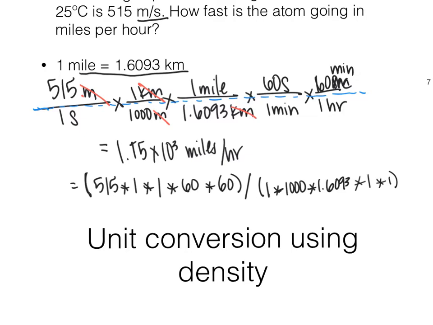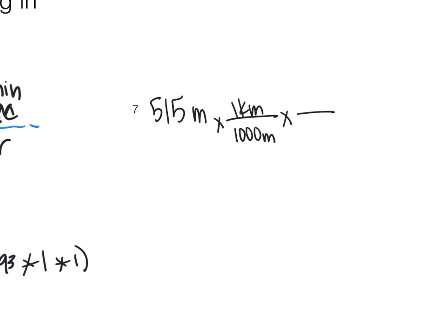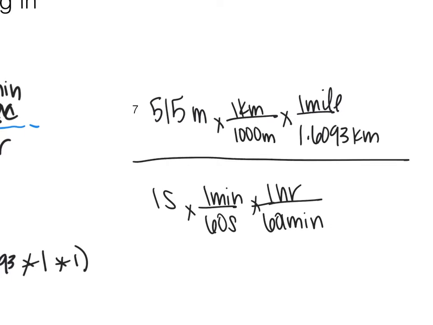I've also seen a lot of students who really like to set it up as 2 different things. So they'll take their 515 meters and convert that separately. So there are 1,000 meters in 1 kilometer, divided by 1.6093 kilometers in 1 mile. And then they take their 1 second times 60 seconds in 1 minute times 60 minutes in 1 hour. And then they divide these two values. Both of these ways will work. You will get the same answer.